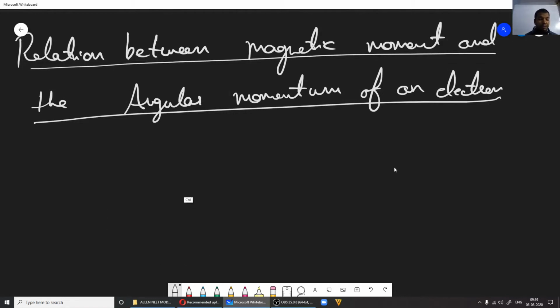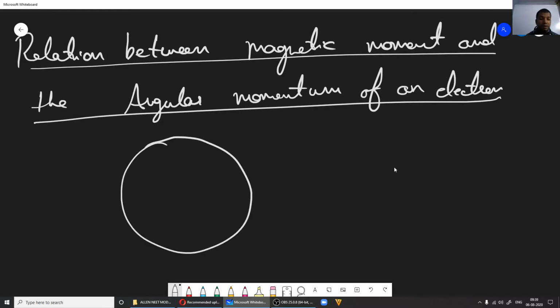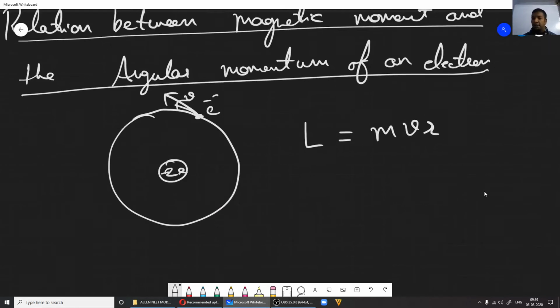Now here, consider this as the orbit of the electron. This is the orbit of the electron, E. Now this is the nucleus, its charge is Ze, and its velocity is V. Now the magnitude of the angular momentum we'll write as mvr. Here m stands for the mass of the electron.